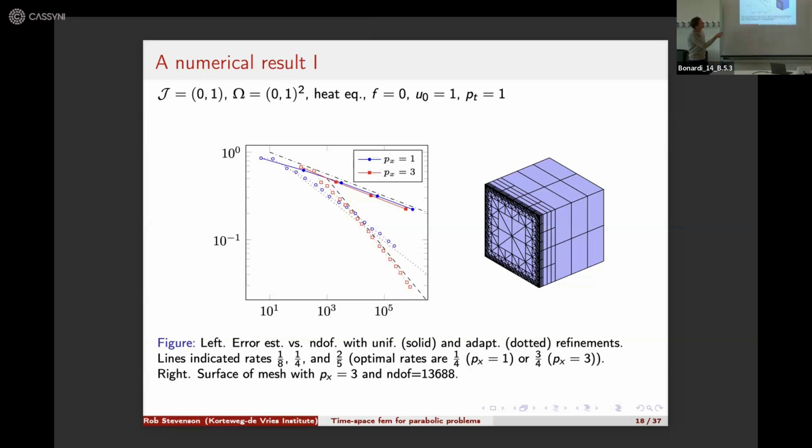And if you increase the polynomial degree in space, then we see an improvement, but we don't get the rate as for smooth problems. So I expect that this is the optimal rate you can get. If the solution is very singular, then even with adaptivity, you don't get the rate as for smooth problems. Okay, but we have no proof of these statements that the best you can expect is 2 over 5.